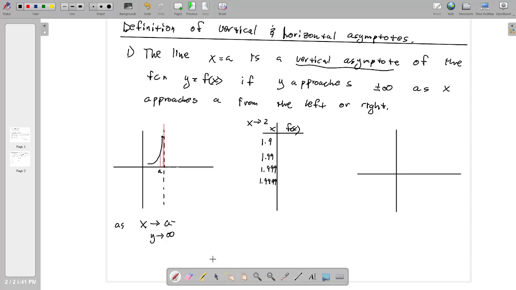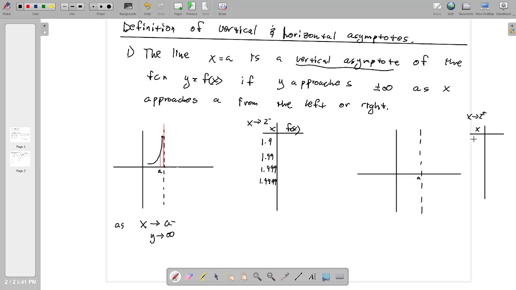Suppose that we're approaching a from the right instead of the left. So again, this is x equals a. This vertical line has the equation x equals a. And again, it's not a part of the graph. It's a guideline for your graph. But if we're approaching a, and for simplicity, I'm going to say that my a is 2 again. This time we're approaching from the right. So our x values would be bigger than a. So we're decreasing down to a now, right?